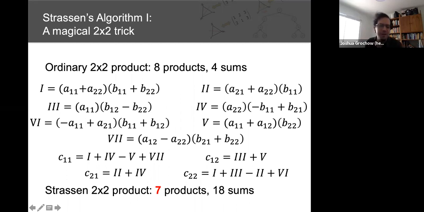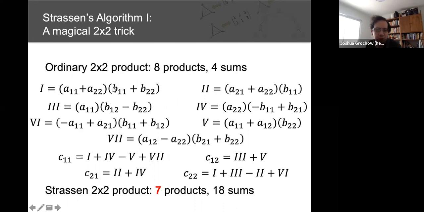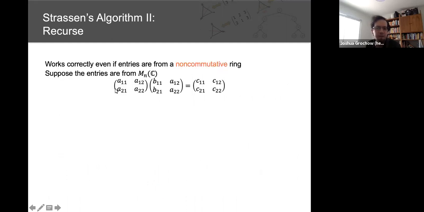And so the question is, why is this such a big deal? Is that better or worse? It's fewer products, but more additions. Turns out that products are really the key metric here. The reason is that this algorithm works even if the entries are from a non-commutative ring. That's because every product here is some linear combination of things in A times some linear combination of things in B. So as long as they all come in the right order, this will work even if the entries are from a non-commutative ring.